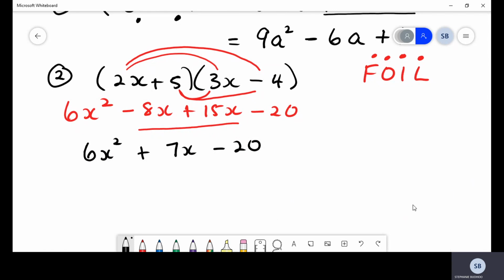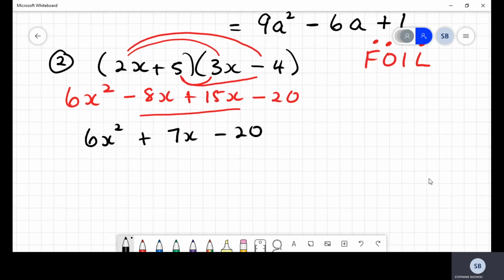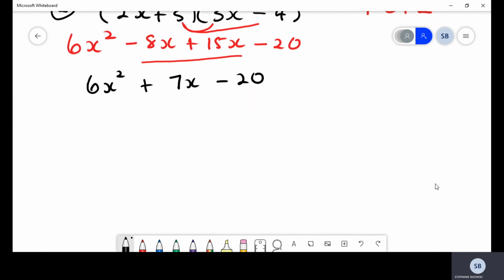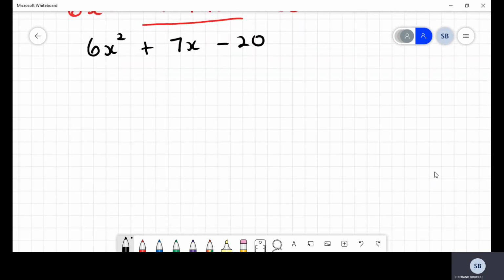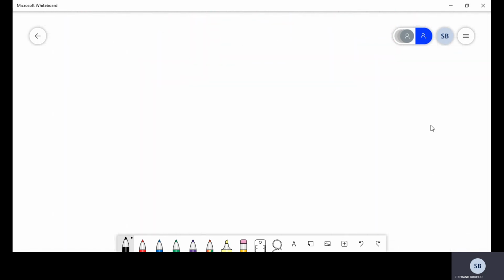Of course, there are situations where you may get, say, one term because something eliminates, so you get a 0x in there or something like that. But generally, you'll get 3 terms for an answer to a question like this. Okay, so what about a question that looks like this?